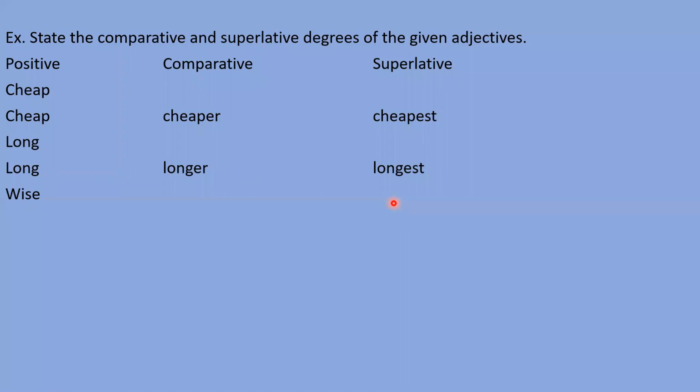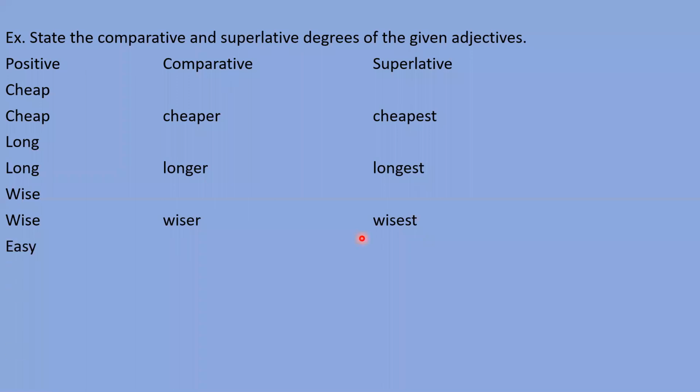Next is wise. So who will let me know? Siddharth, you please tell me. What is the comparative and superlative degree of wise? Sir, wiser, wisest. Yes, very good. Wise, wiser, wisest. You can see E is already there, so we need to add R only, and ST while making superlative and comparative degrees.